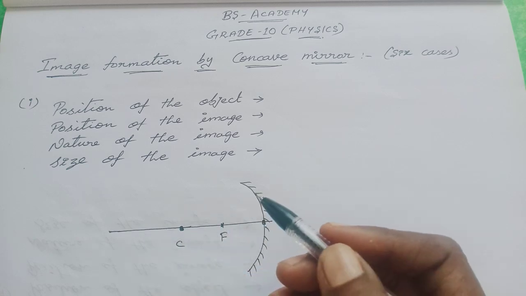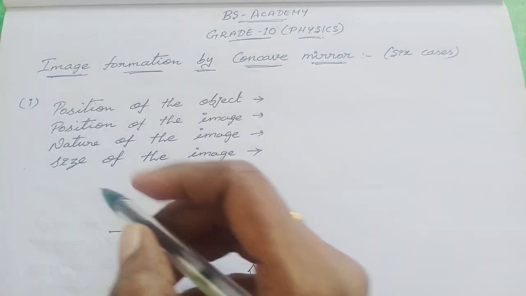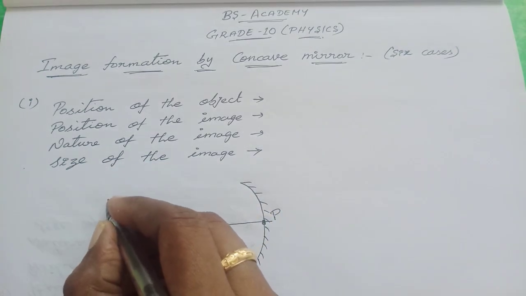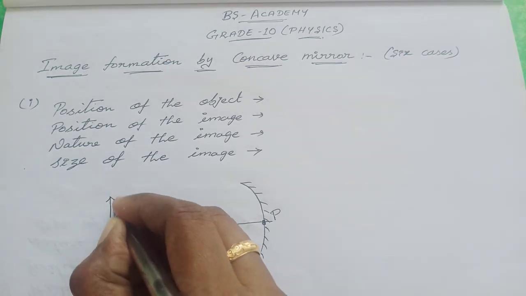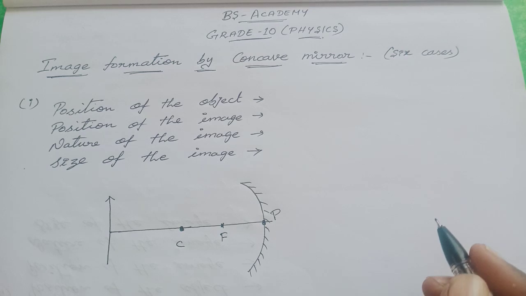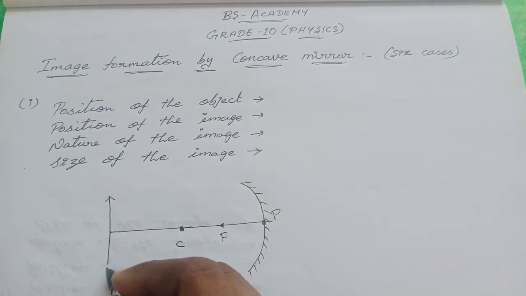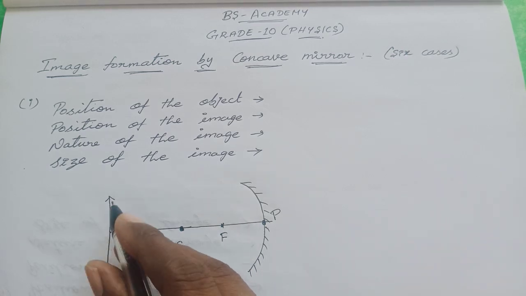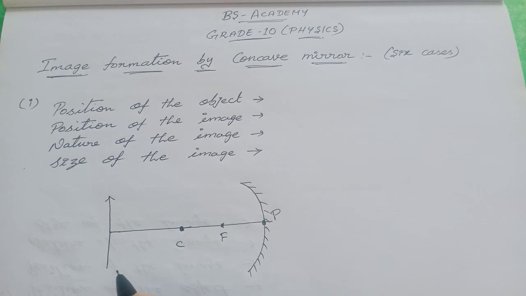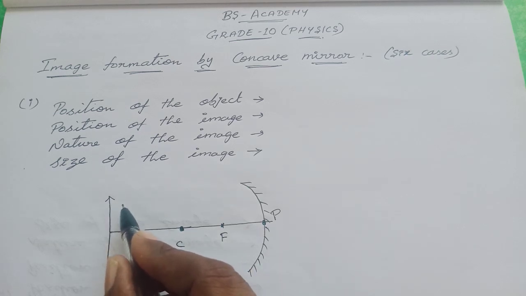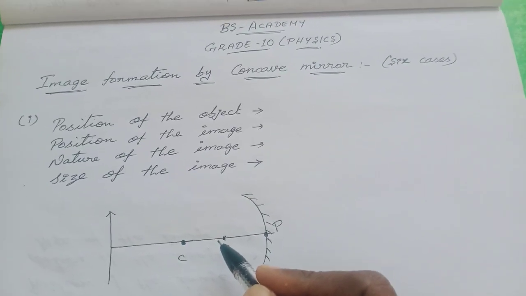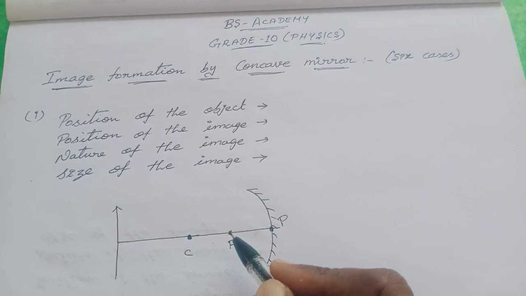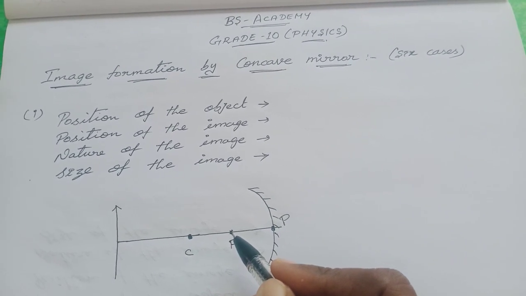So at infinite distance we are imagining the object. It is represented by this arrow mark. So consider this as the object which is at the infinite distance. Now the light rays emitting from this object are going to be incident on the mirror, and we know what will happen after falling on the mirror: it gets reflected.